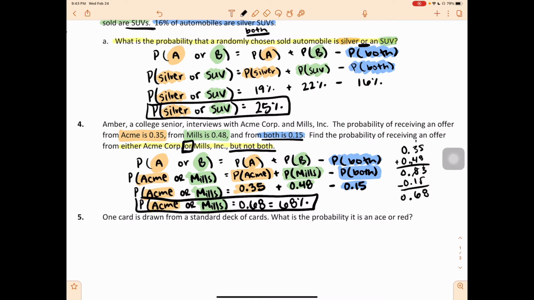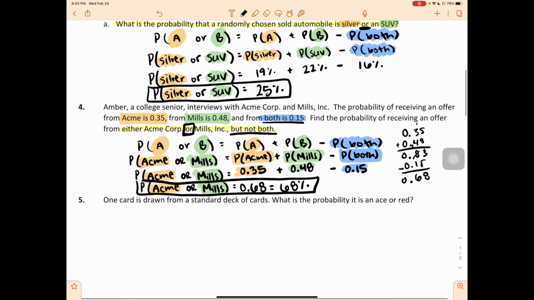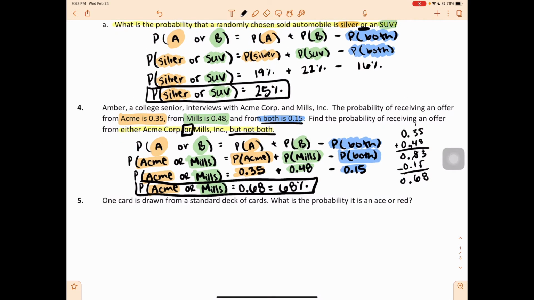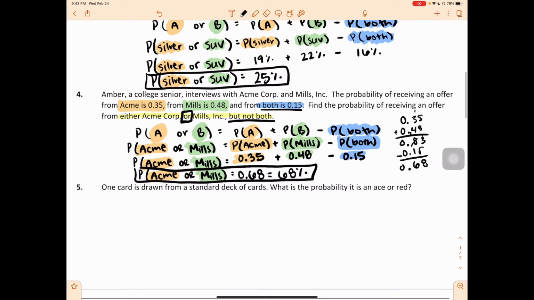All right. This one, I think we might have done this one together actually at the beginning of the semester. But so one card is drawn from a standard deck of cards. What is the probability it is an ace or red? Okay. First of all, you need to know how many cards are in a standard deck of cards.